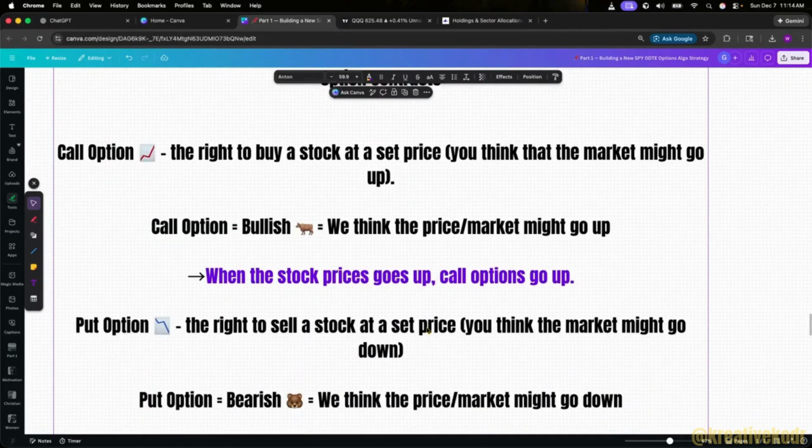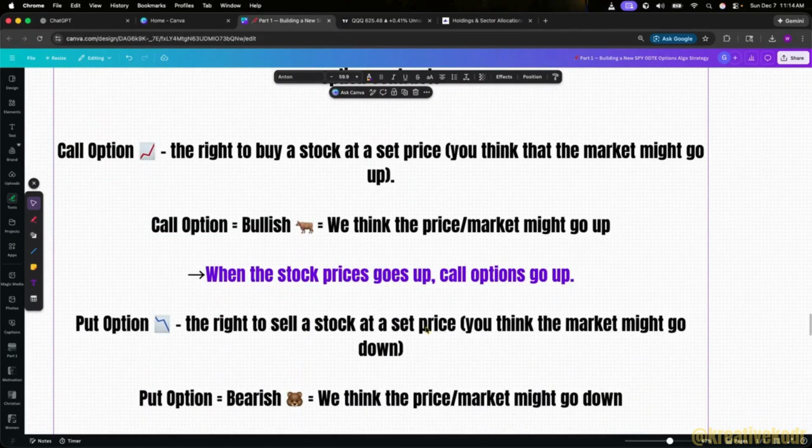Once we find out if there's going to be an upward or downward trend, we're either going to buy a call option. A call option is the right to buy a stock at a set price, because we think the market is going to go up. If we're buying a call option, we're bullish on the market. Generally, when a stock price goes up, call options go up. That's why when we're bullish on an underlying asset, we buy call options.